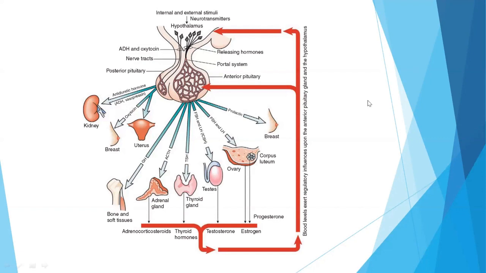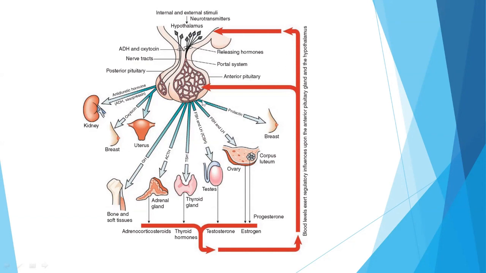Next we have internal and external stimuli. This is just a summary of all the feedback loops and all the hypothalamic pituitary axes. The internal stimuli will secrete neurotransmitters, and that will stimulate the hypothalamus. Now the hypothalamus will release ADH and oxytocin, which travel through the nerve tracts. This is the posterior, and this is the anterior. The posterior pituitary will then secrete the antidiuretic hormone, which acts on the kidney. Oxytocin acts on the breast and the uterus.